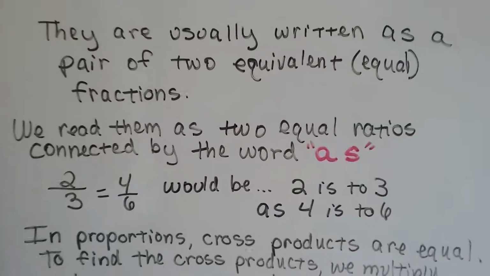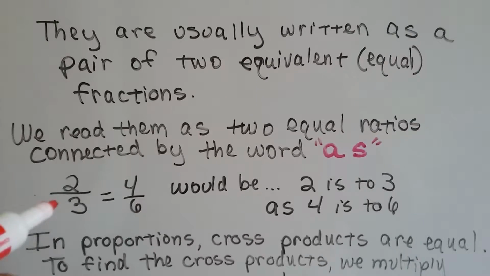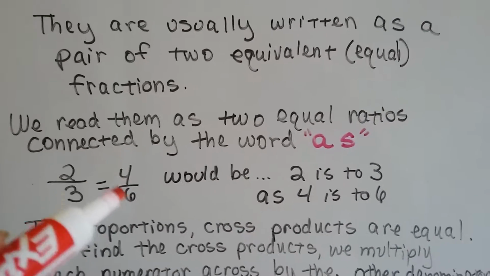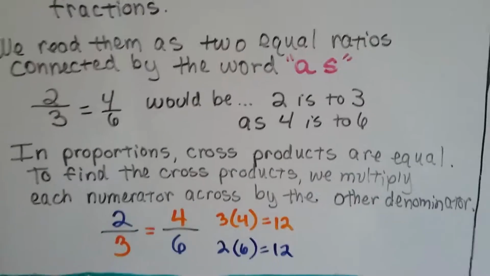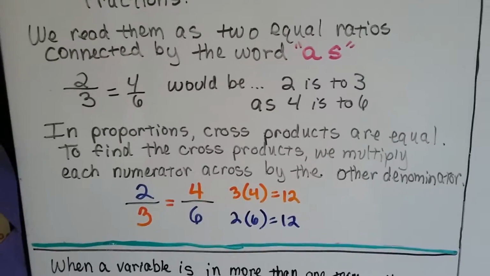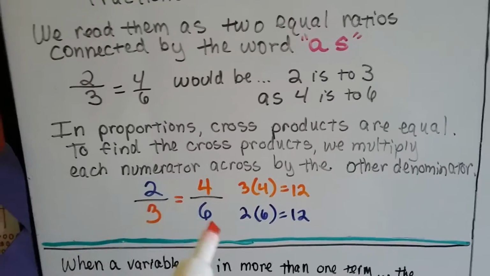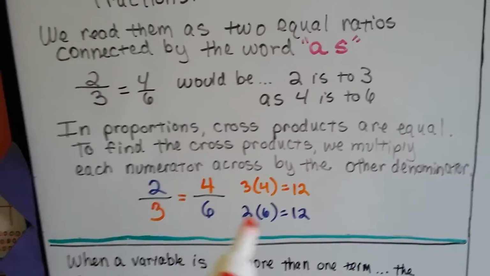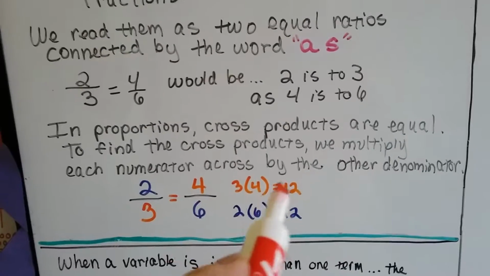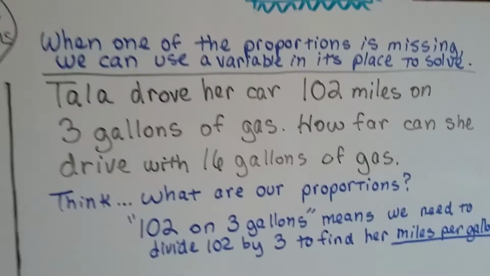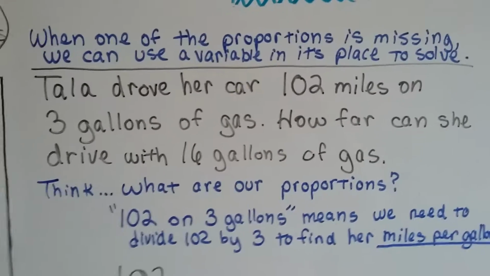So 2/3 equals 4/6, right here, would be read as 2 is to 3 as 4 is to 6. In proportions, cross products are equal. To find the cross products, we multiply each numerator across by the other's denominator. 2 times 6 is 12. 3 times 4 is 12. These two fractions are in proportion with each other. When one of the proportions is missing, we can use a variable in its place to solve.